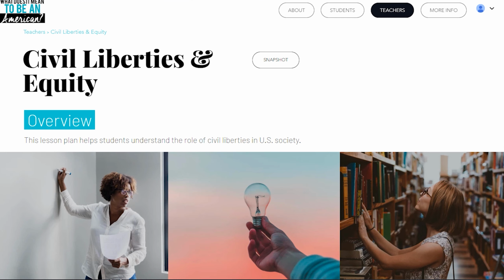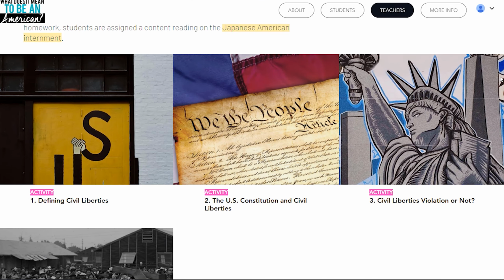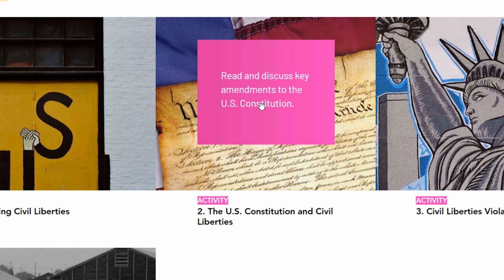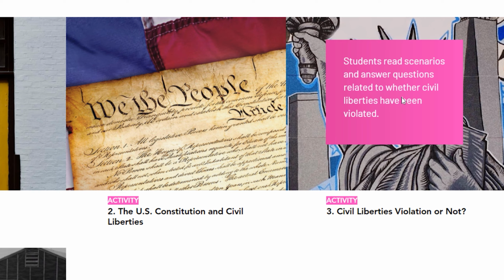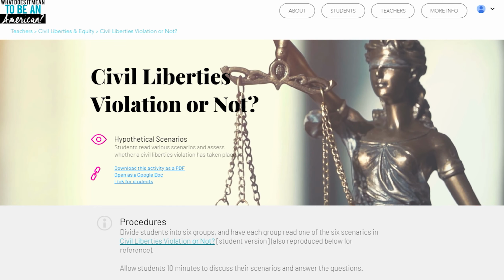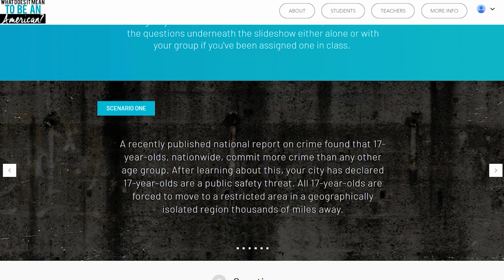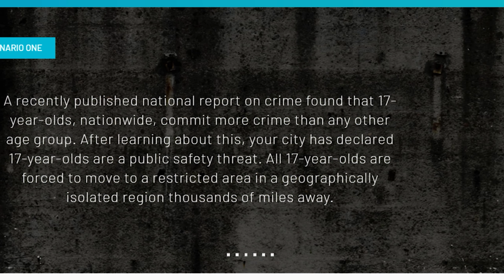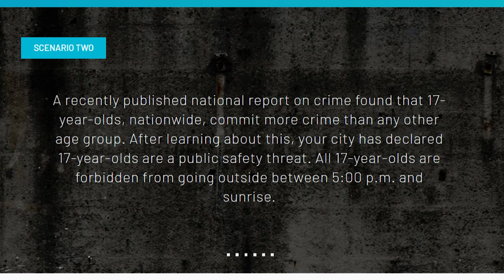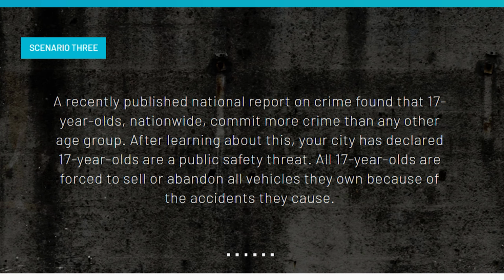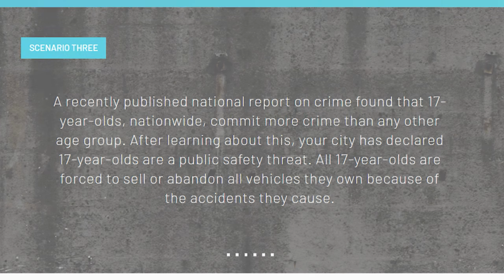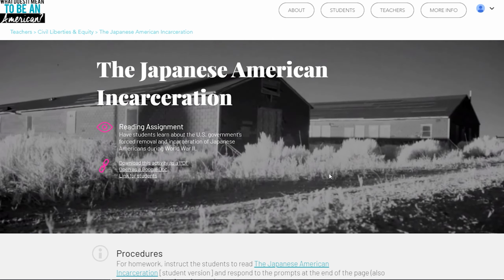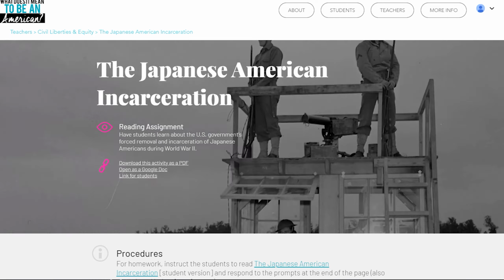The concept of civil liberties is discussed in Activity 1, Defining Civil Liberties, and Activity 2, the U.S. Constitution and Civil Liberties. But the concept is driven home in Activity 3, Civil Liberties, Violation or Not, in which students analyze a number of hypothetical scenarios involving 17-year-olds and determine if laws aimed at them are civil liberty violations. The real-life case of the Japanese-American incarceration during World War II is a stark reminder of what can happen when civil liberties are ignored.